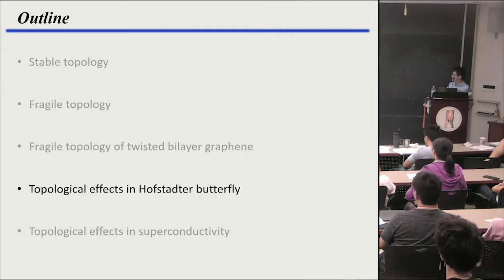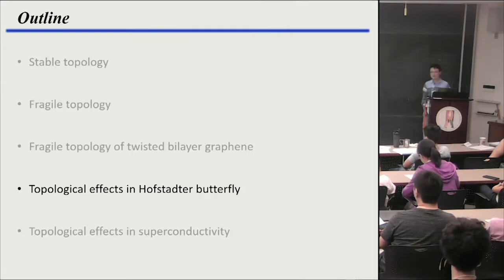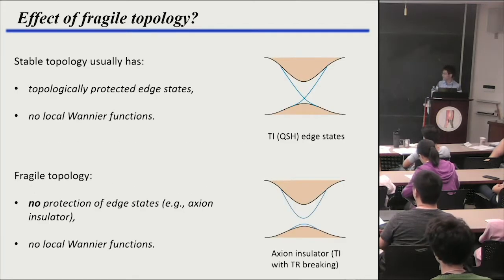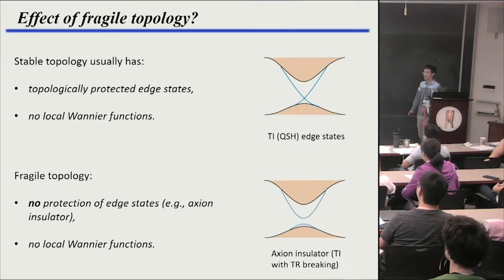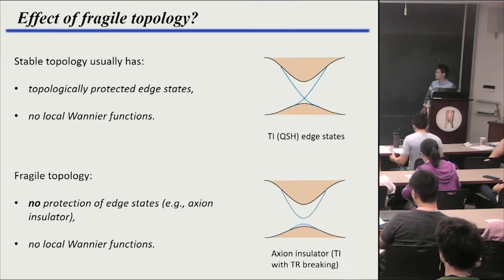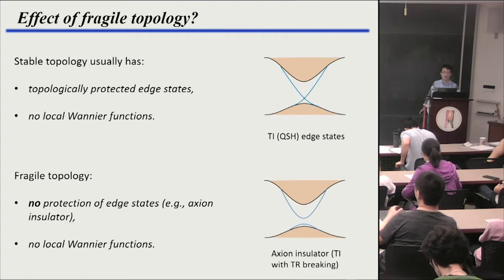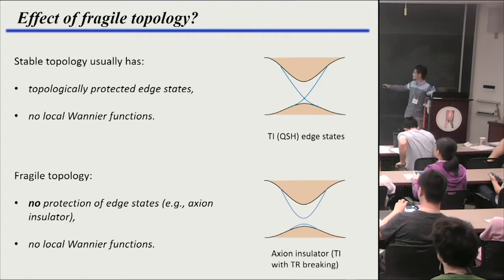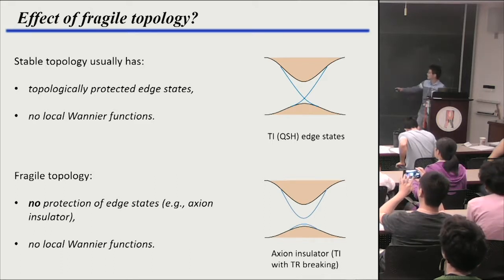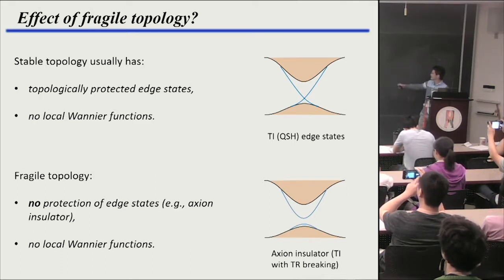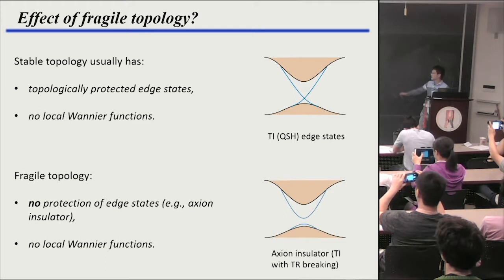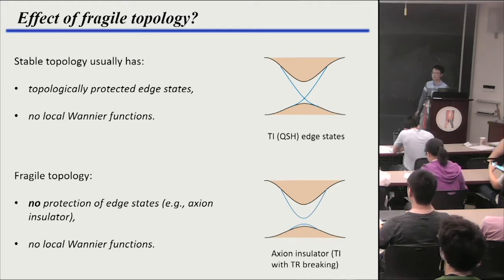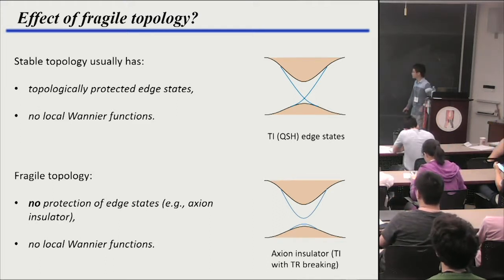Okay. Yeah, so we've talked about the concept of fragile topology, but one might wonder what effects it could have. In strong topology or stable topology, it's quite clear that usually there is a boundary edge correspondence. For example, in topological insulators, quantum spin Hall, this is a quantum spin Hall example again. You have protected edge states, helical edge states with opposite spins.